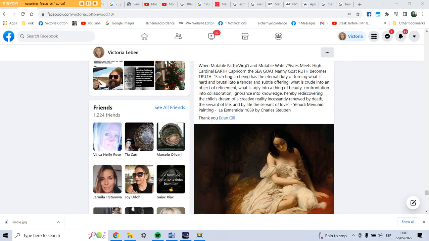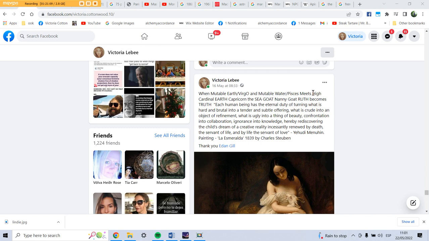Okay. When mutable earth, Virgo, and mutable water, Pisces meets high cardinal earth, Capricorn, the sea goat, nanny goat, Ruth becomes truth. Each human being has the eternal duty of turning what is hard and brutal into a tender and subtle offering, what is crude into an object of refinement, what is ugly into a thing of beauty, confrontation into collaboration, ignorance into knowledge, hereby rediscovering the child's dream of a creative reality incessantly renewed by death, the servant of life, and by life, the servant of love.